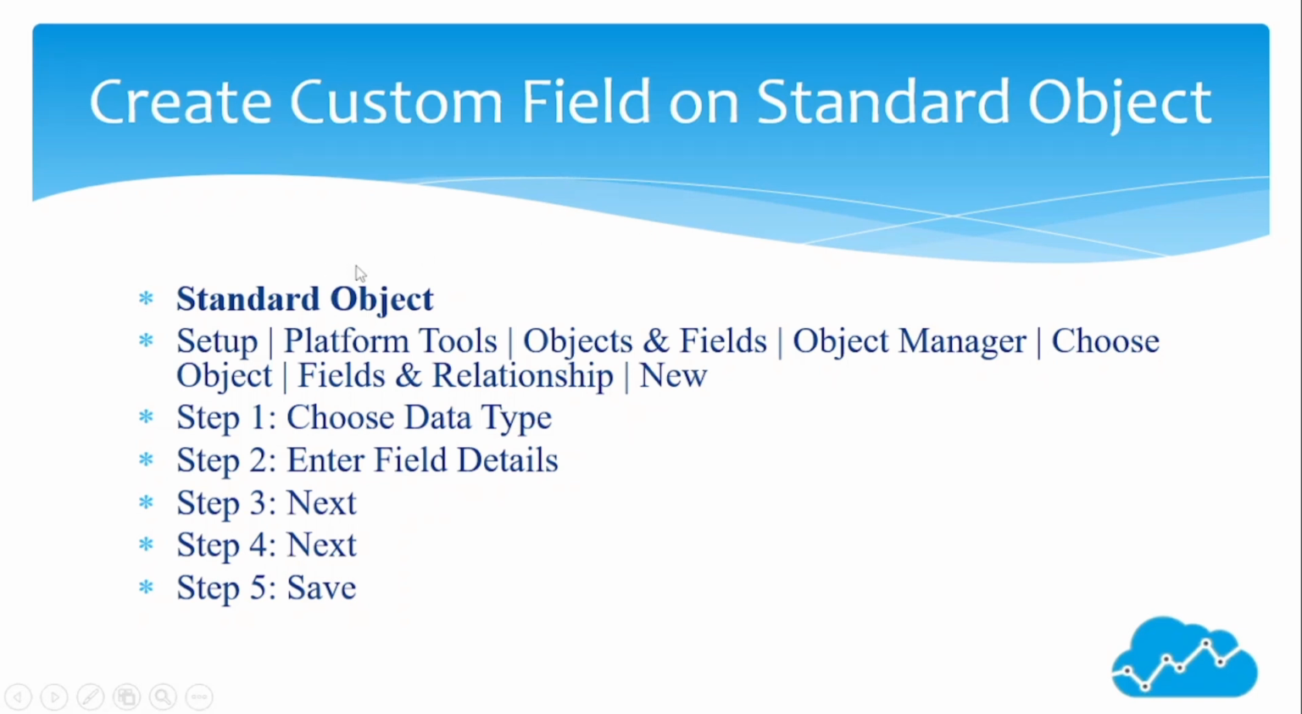So what navigation we have to follow for this: setup, platform tools, object and fields, object manager, choose object, field and relationship, new. Step 1, choose data type. Step 2, enter field details. Step 3, next. Step 4, next. And finally step 5, click save.